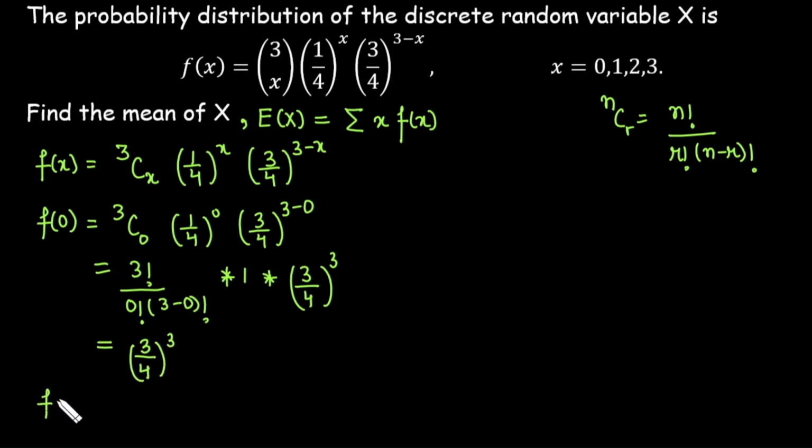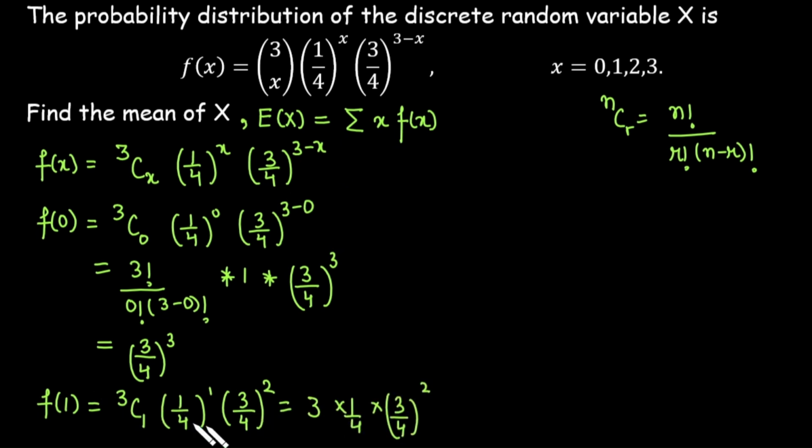Similarly, calculate the value of f1. F1 means here we need to substitute 1. So 3c1, (1/4) raised to power 1, (3/4) power 3 minus 1, that is 2. 3c1 is 3 and these values as it is. Simplify this. This is equal to 3 cube by 4 cube, or we can say (3/4) whole cube.